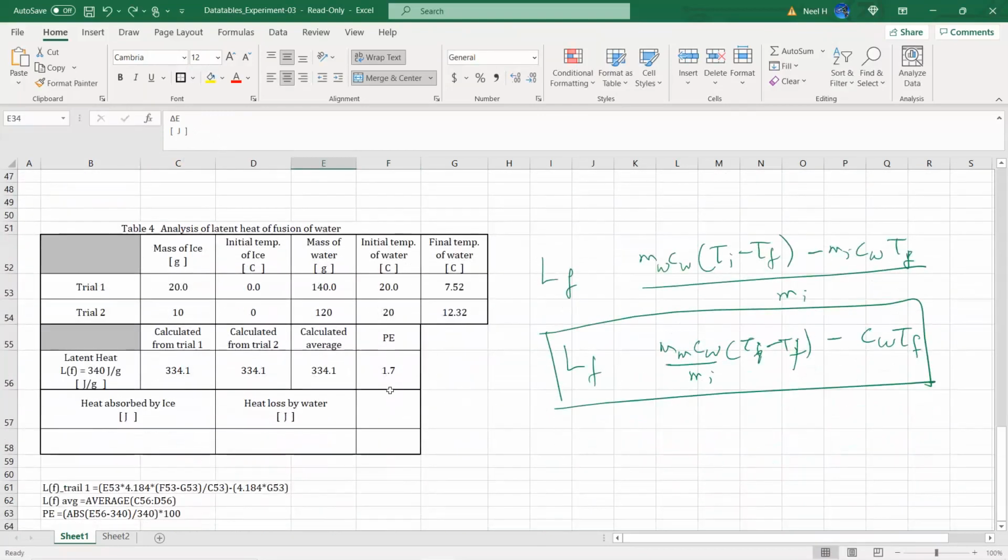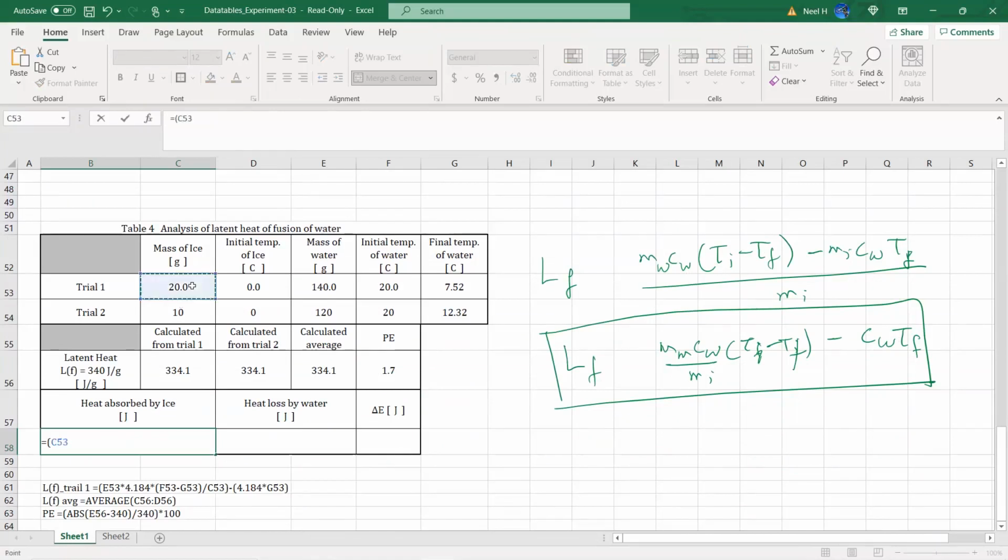All right, guys, so any question? Heat absorbed by the ice is actually that whole part, right? So the ice first has to melt and then it has to go to the final temperature. So equal sign, parentheses, mass of the ice for case 1, 20 gram, multiply by, we'll use the calculated latent heat for the first phase change. That is actually 334. We'll use the average one.